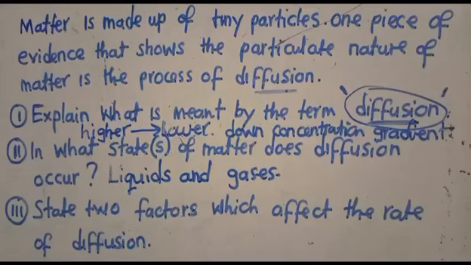Diffusion does not occur in solids because of the way particles are arranged. You know and understand that in a solid, particles are so close to each other that they don't move, they only vibrate. Particles have a fixed shape and a fixed volume. That is the reason why diffusion does not occur in solids. So it is only in what? Liquids and gases. This is what you're supposed to know.